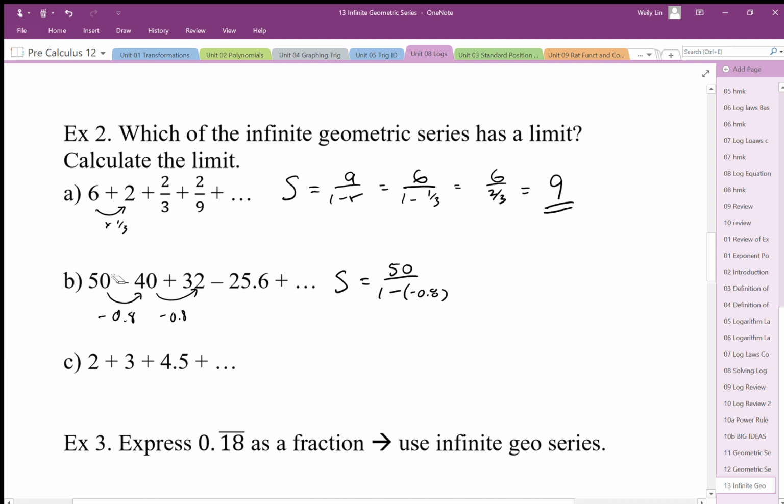Well, it's going to make this sum not quite as big because parts of it are plus, parts of it are minus. And notice that the negative is going to make my denominator bigger, which makes sense, because my total sum should be smaller than if these were all positive. Okay, so I'm just going to plug it in again. 1 minus negative 0.8. Okay, so it's going to be 27.7 repeating as a fraction. That is 250 over 9. Okay, so that is my infinite sum.